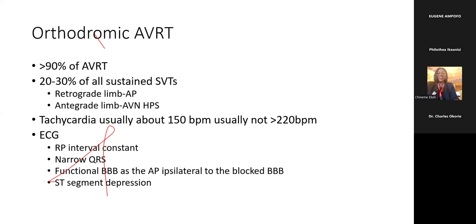Okay, this is just what I've described. The orthodromic is greater than 90% of the AVRT, and 20 to 30% of all sustained supraventricular tachycardia is the orthodromic AVRT. And the tachycardia is usually about 150 beats per minute. And the ECG features, we have a constant RP interval, a narrow QRS complex. Then ST segment depression can also occur.